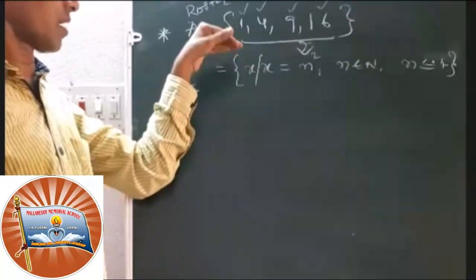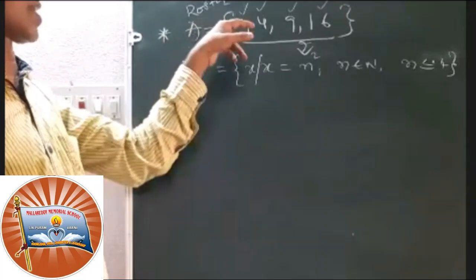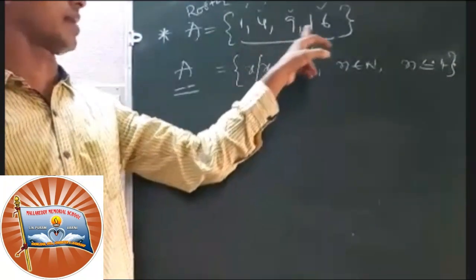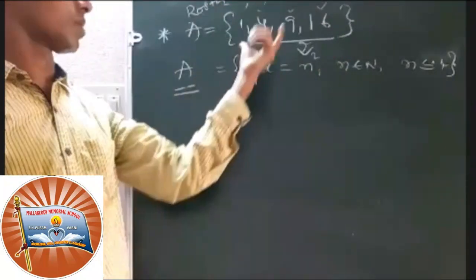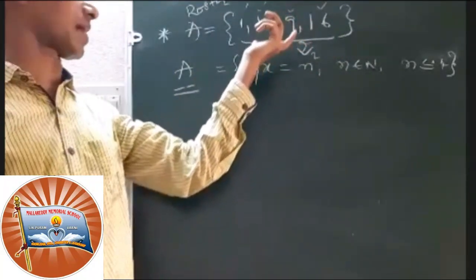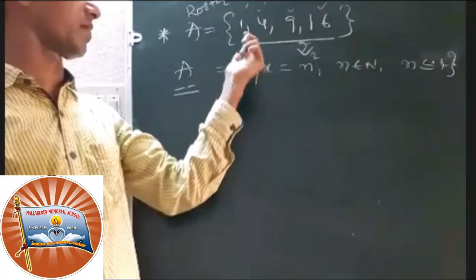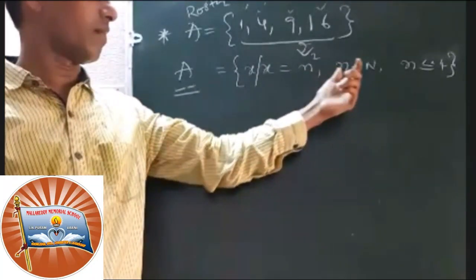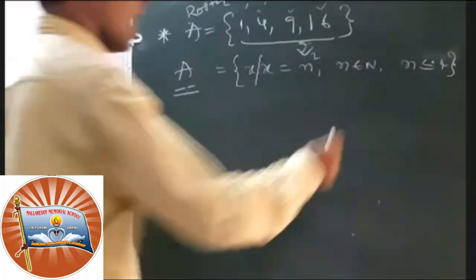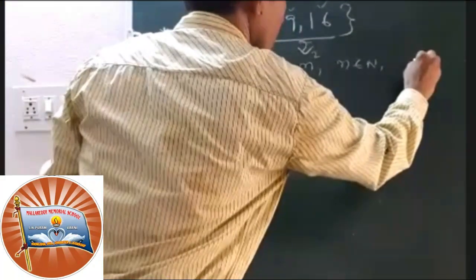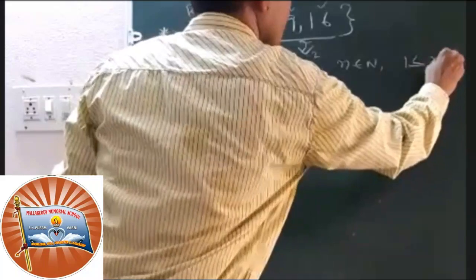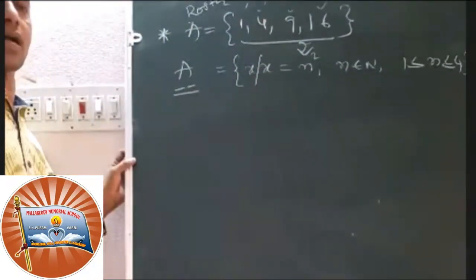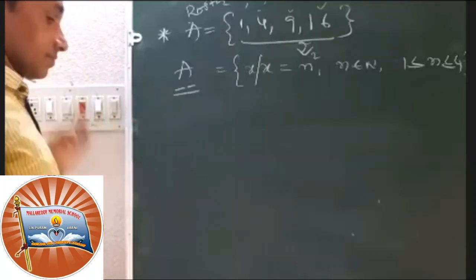Now I have taken A as a set of square numbers 1, 4, 9, 16. So I have observed the nature and the pattern of the numbers. Then I have defined x such that x is n square, where n belongs to natural numbers and n is less than or equal to 4. Or I can write this for 1 less than or equal to n less than or equal to 4 also. It's not wrong. Now let us see what kind of questions.